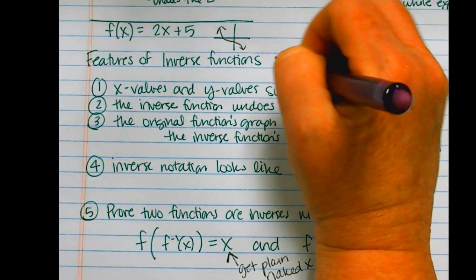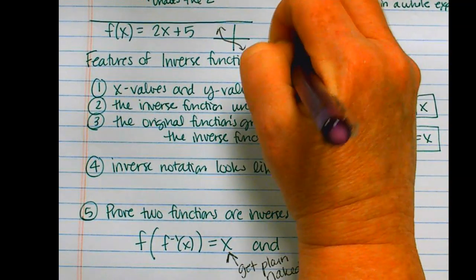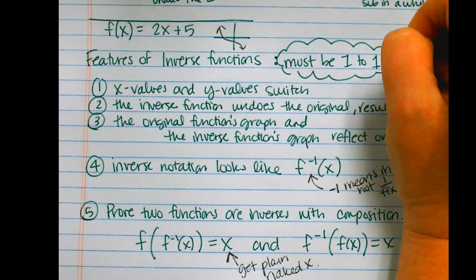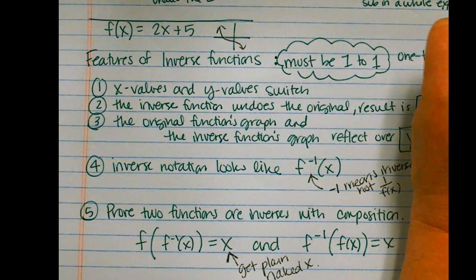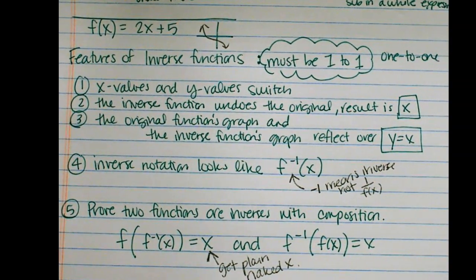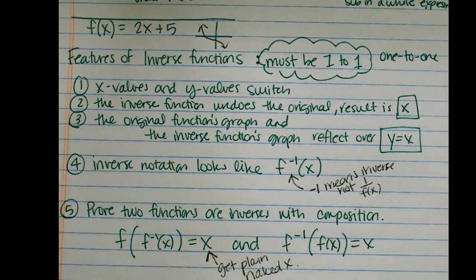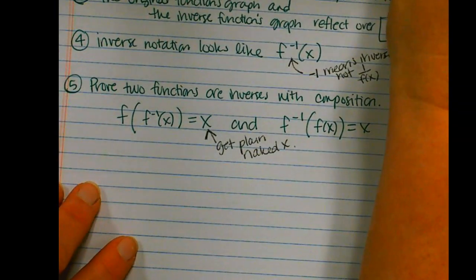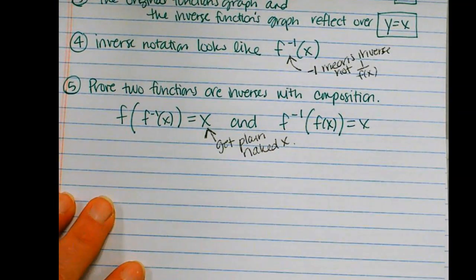And that'll be part of our discussion. Your book would write it out 1-to-1 with words, but there you go, 1-to-1. So let's talk about all of these things and let you see what they look like. So first of all, x values and the y values switch. What does that mean? I'll move this up so you can still be writing if you need to.